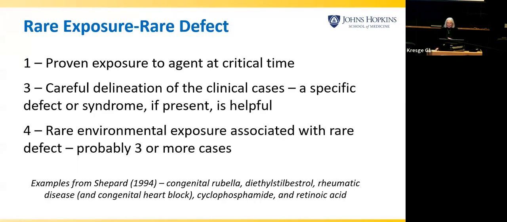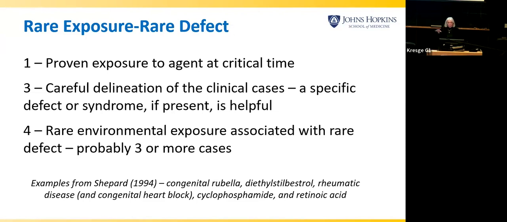Then he talked about what we've talked about already, that a lot of teratogens have been identified because they cause a characteristic pattern of malformations. And this has been called rare exposure, rare defect. So again, you've got to have the proven exposure during that critical time, a careful delineation of the clinical cases, and once again, a specific defect or syndrome. And then it's got to be a rare environmental exposure associated with that rare defect. So probably, he said, 3 or more cases.